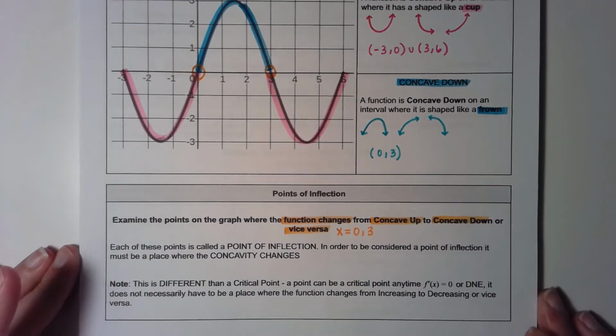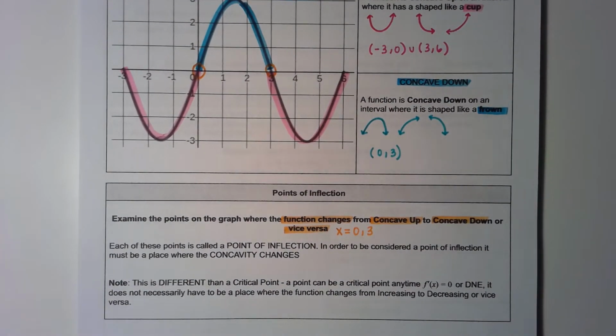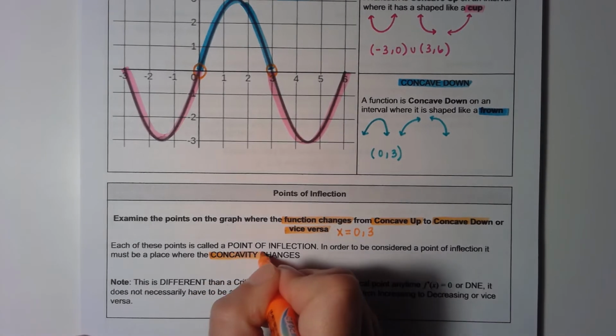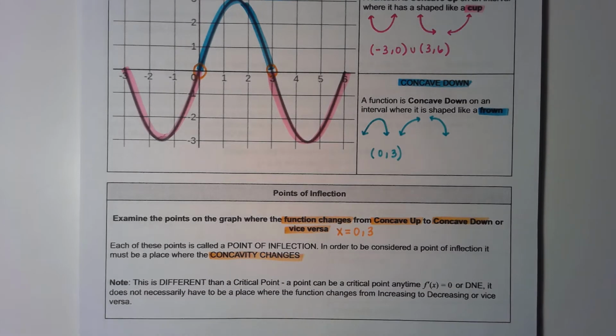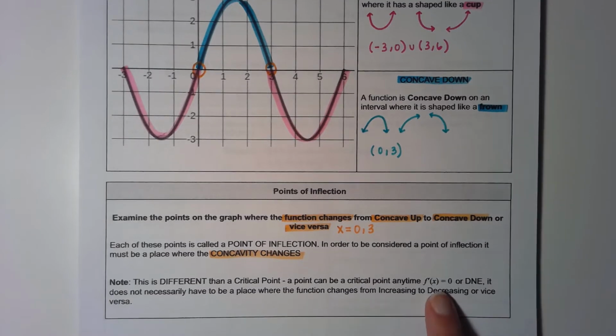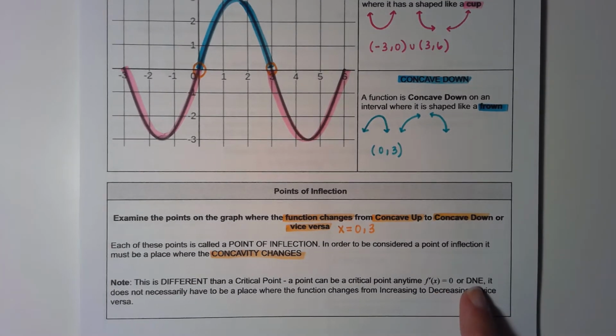Each of those points is called a point of inflection, and this is the really important part. In order to be considered a point of inflection, it must be a place where the concavity actually changes. Now, what I want to point out is that this is different from how we define a critical point. A critical point was when we looked at the first derivative and we looked for a place where the derivative was equal to 0 or does not exist.